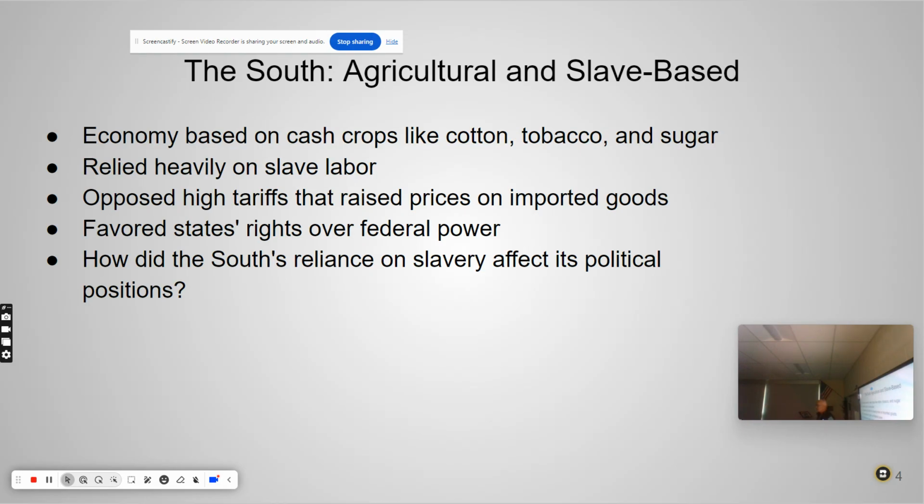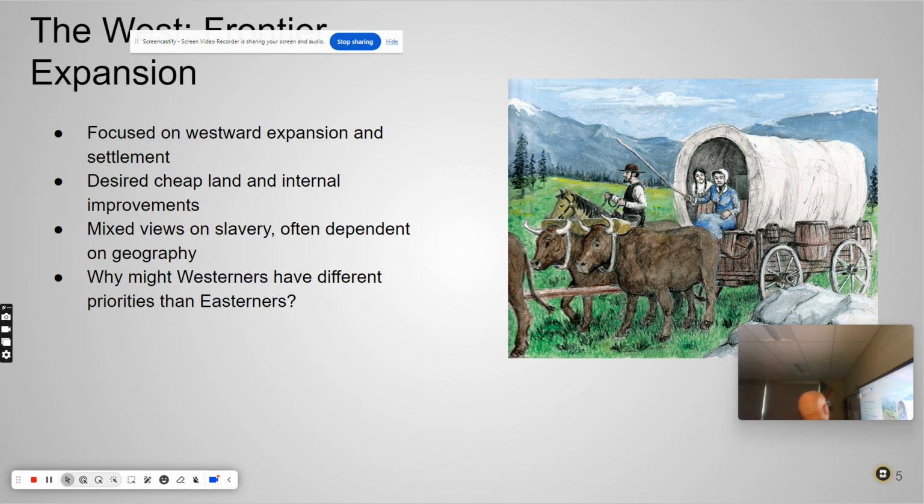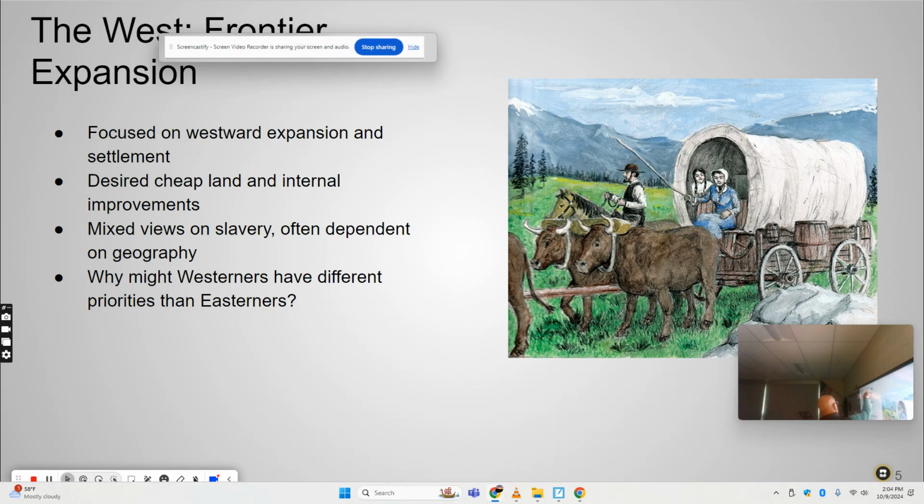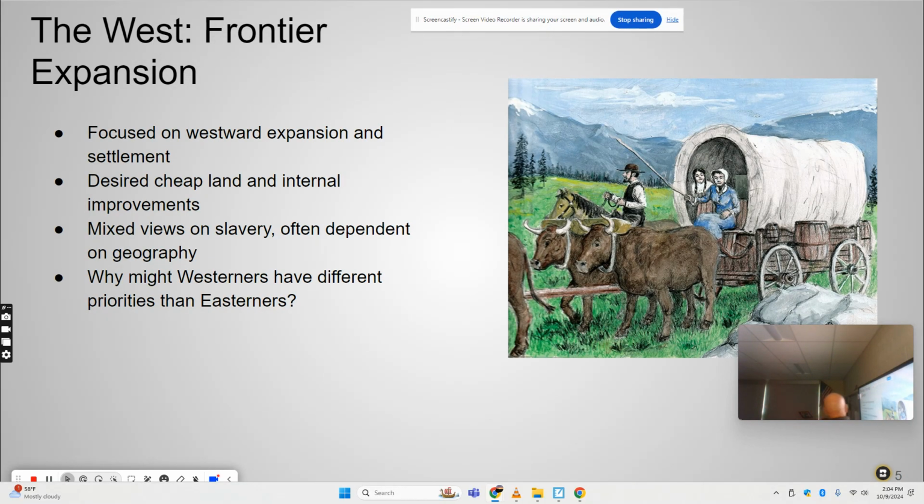So I think we know the difference between the northern and southern economies. It's largely agricultural in the South and farming, and it's largely manufacturing and industry and banking in the North. What about the West? Okay, the Western frontier, and this was the true frontier in the area after the war. The West and frontier expansion.